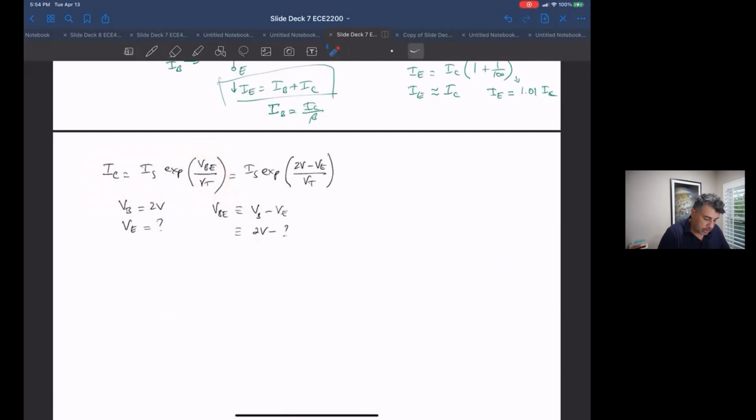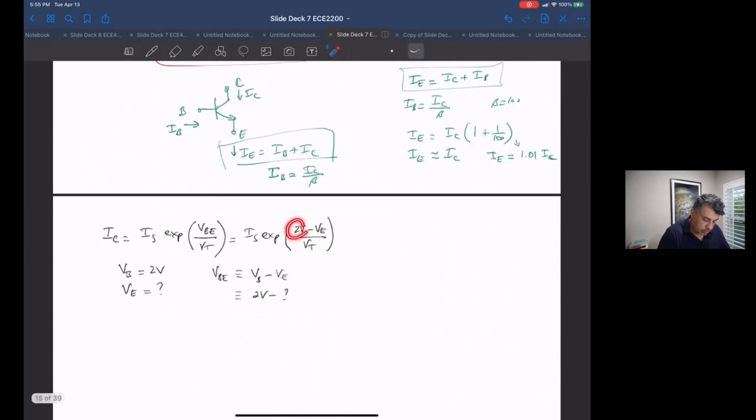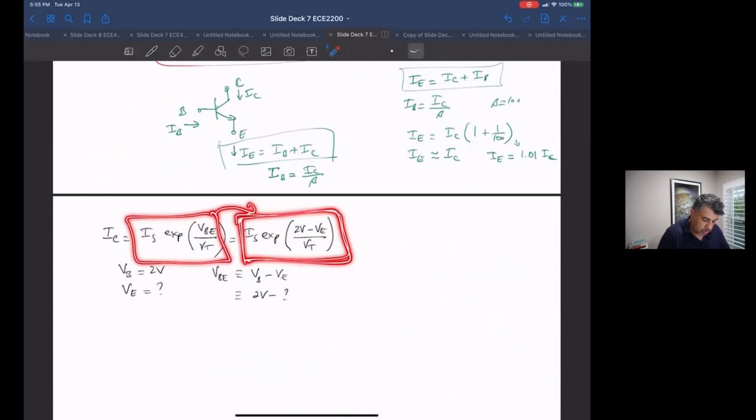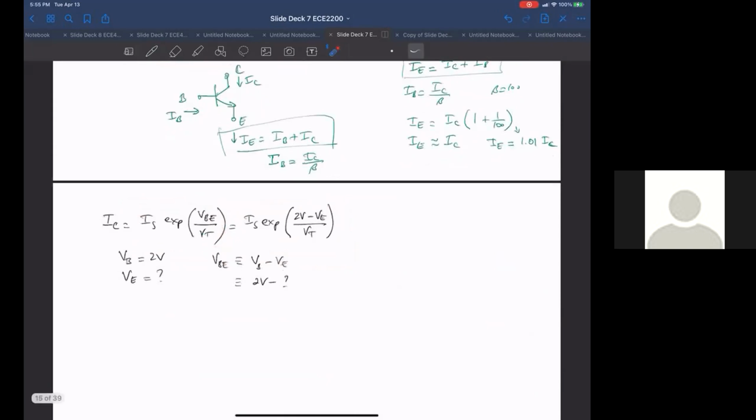So we got that. Did you see the step from VBE to this guy? I just said this is the base emitter voltage. So the base is tied to 2 volts. Okay, so that's where that 2 volts comes in. And the emitter we don't know, so I left that as a variable. So that's how we ended up from here to here. You good with that? Yeah. Because 2V is just VB.